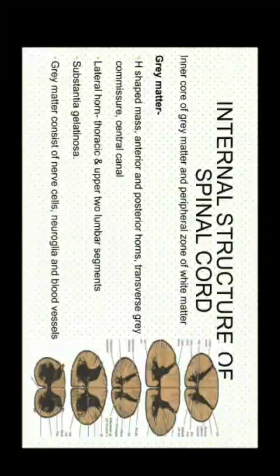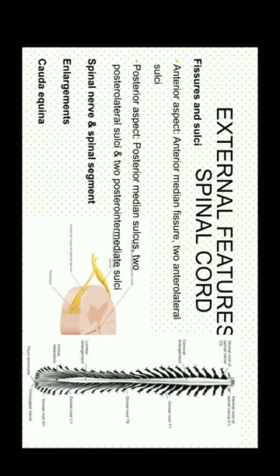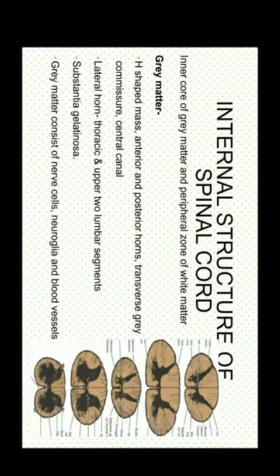Now we have covered the following external features: the fissures and the sulci, the nerves jutting out from the spinal cord. We have seen the spinal segment, the different enlargements and the cauda equina. Let us move towards the internal structure of the spinal cord.